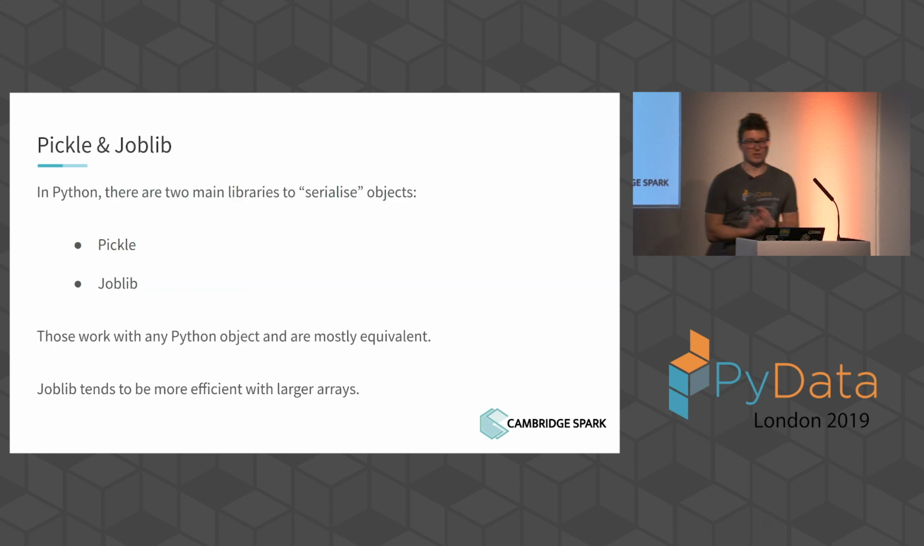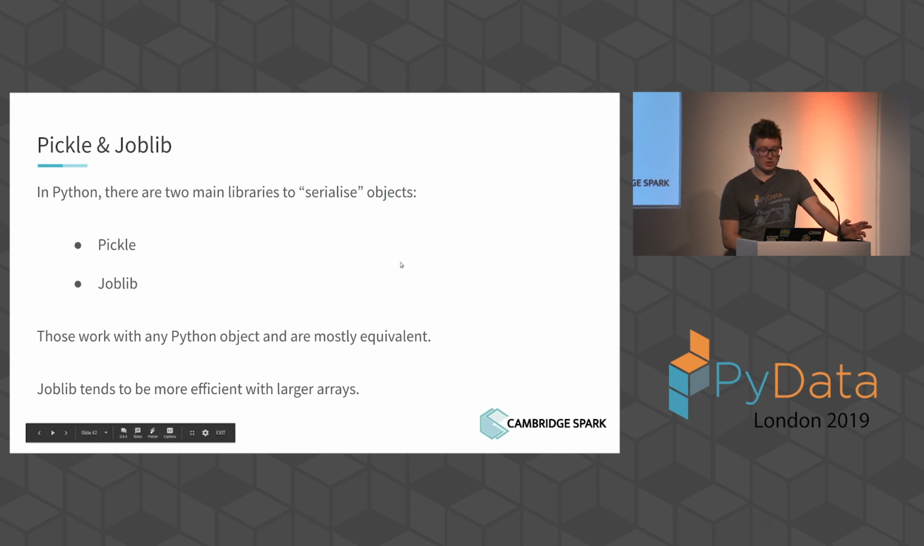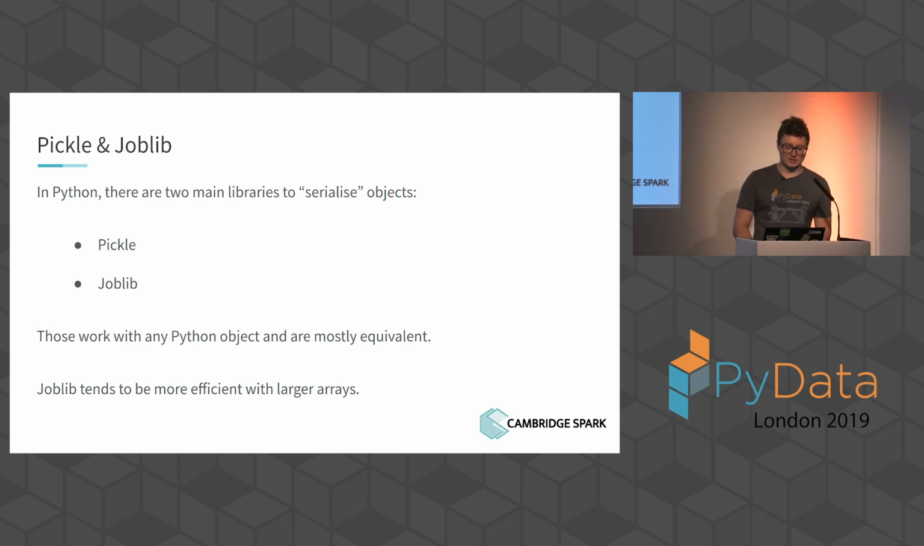There are two main ways of serializing objects with Python. You'll have pickle, which is quite well known, and joblib, which is a bit less known today, pretty much equivalent in terms of performance. In their documentation, joblib says that they tend to be more efficient with larger arrays, so we might prefer that for objects that work with pandas and NumPy. Something cool with joblib is that the interface is just a bit easier to use.